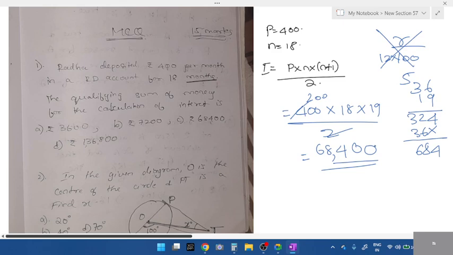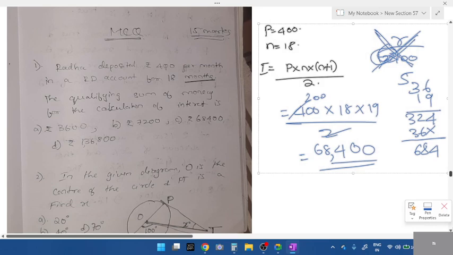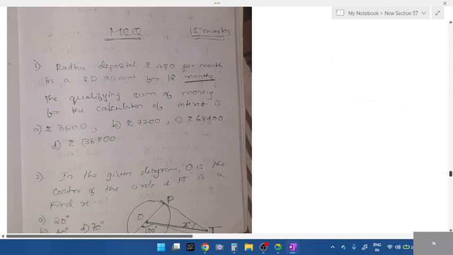Is it clear, students? All of you understood? Remember, never take 12. Ignore 12. 2 into 12, still somebody took 2. Is it Naomi? Naomi.